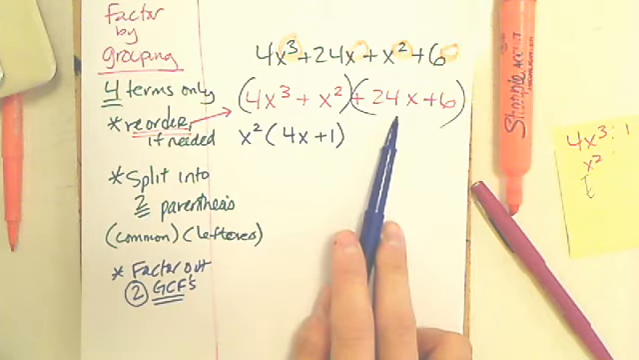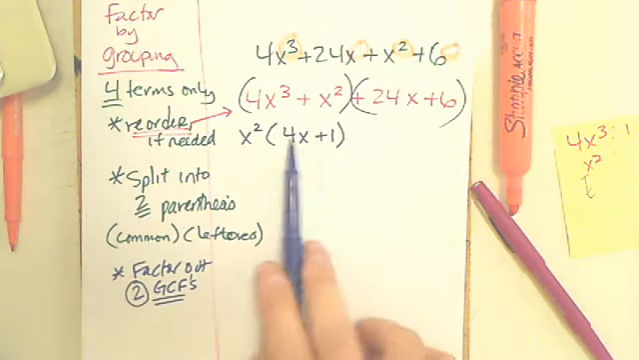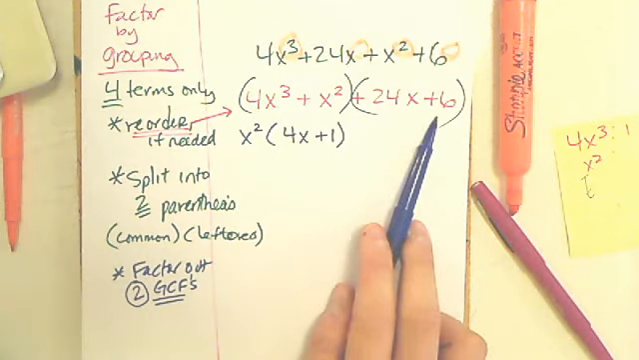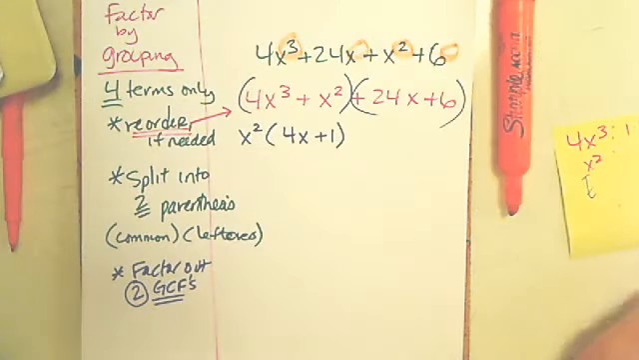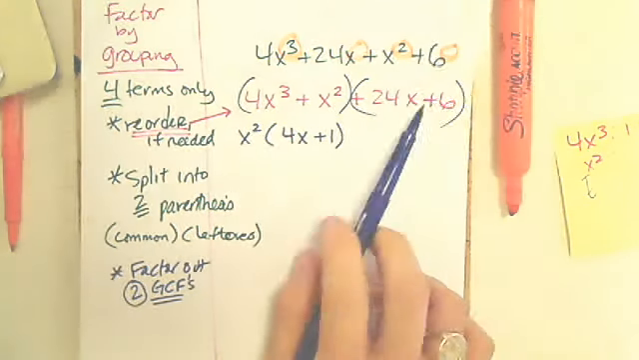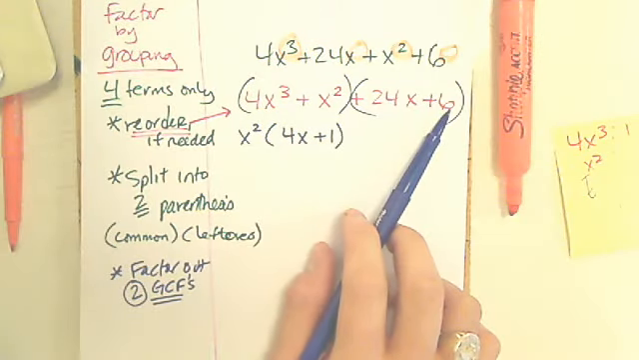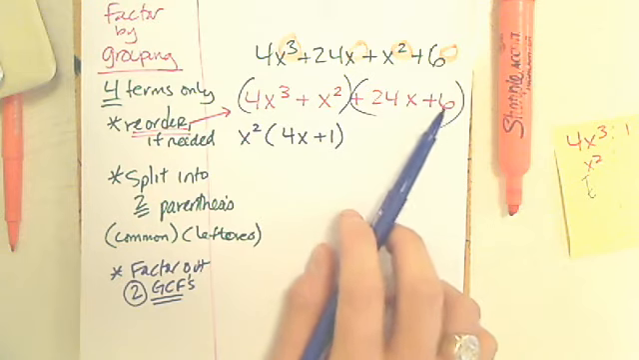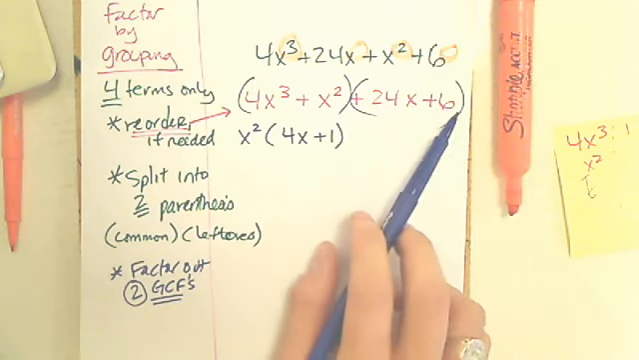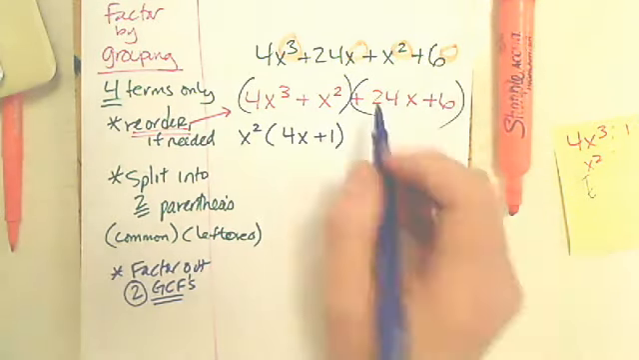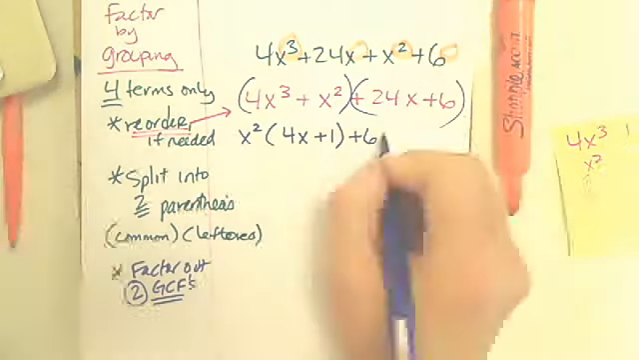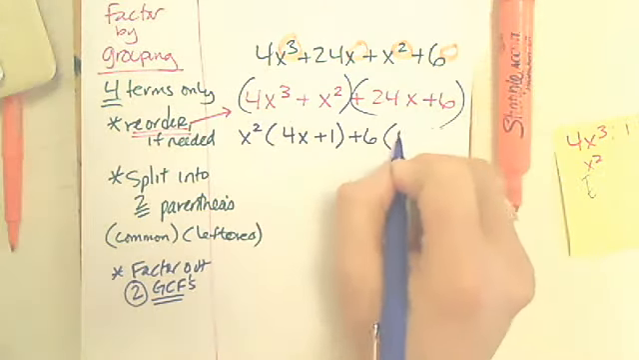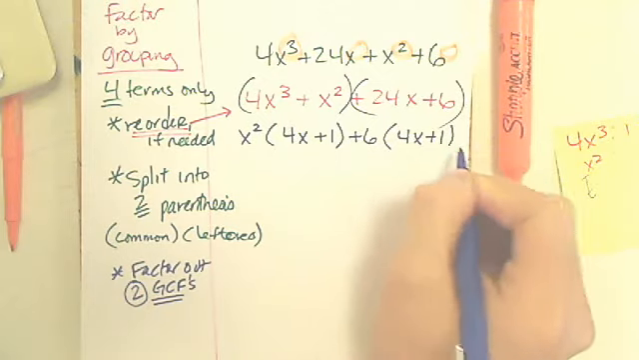For the second GCF, for the second one, 24x plus 6. What's my common factor? No. I can take 4 out of 6? Leave him alone. I cannot take 12 out of 6. Just 6. That's the highest common factor. I cannot take out an x. Plus 6. Left over? 4x plus 1.